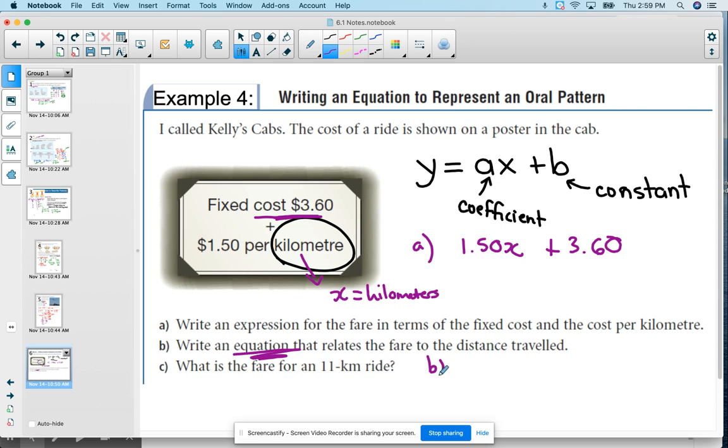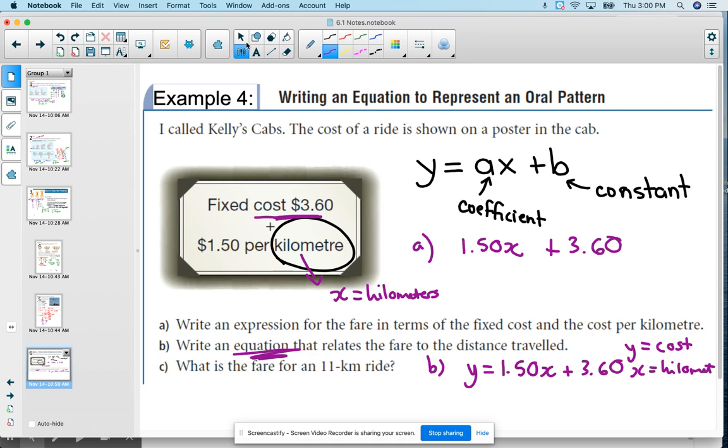B, write an equation. So that means, well, y, which is going to be your cost, is $1.50 times the kilometers plus $3.60 no matter what. So y is equal to the cost. X is your kilometers traveled.